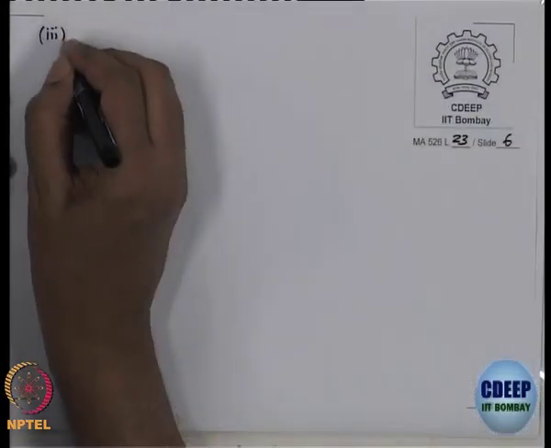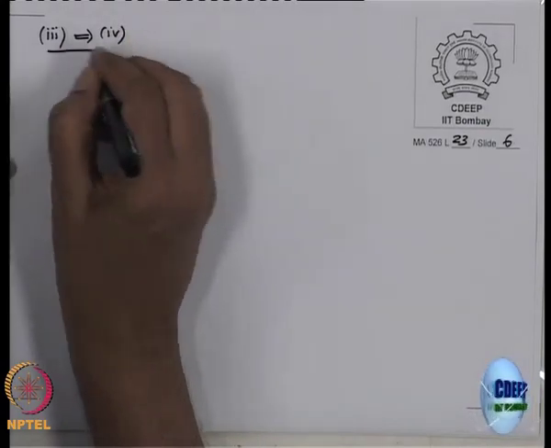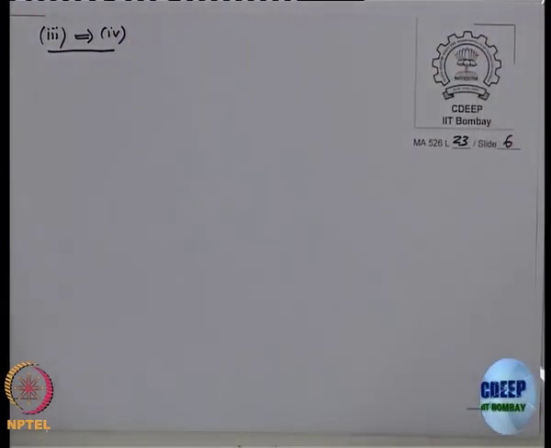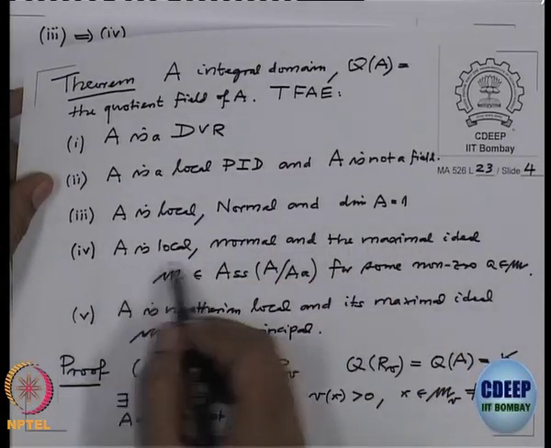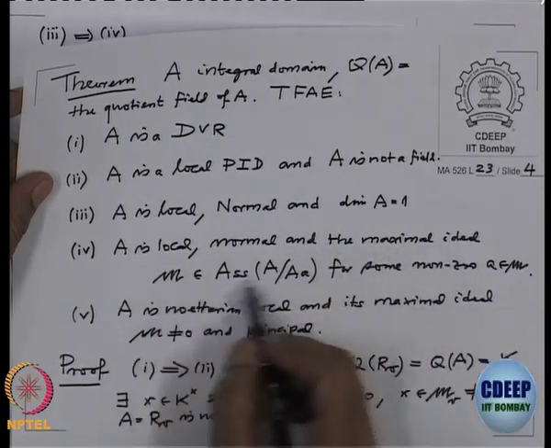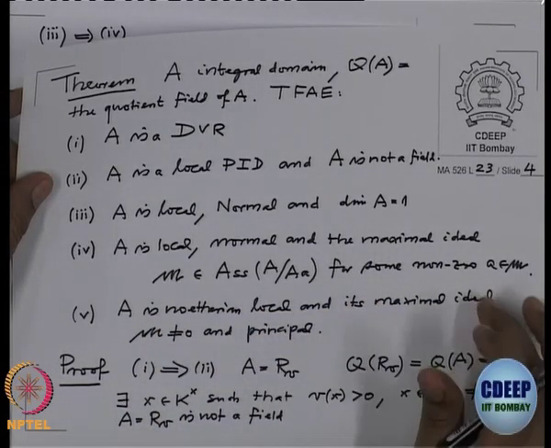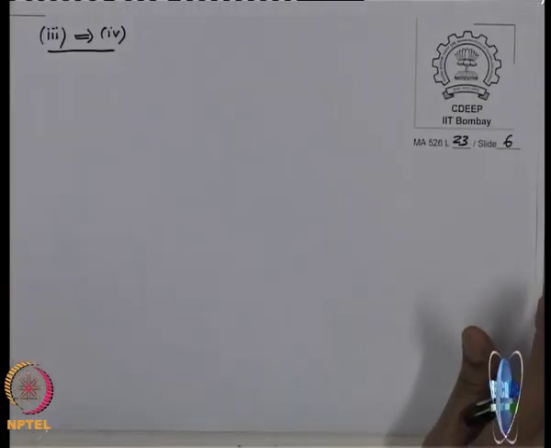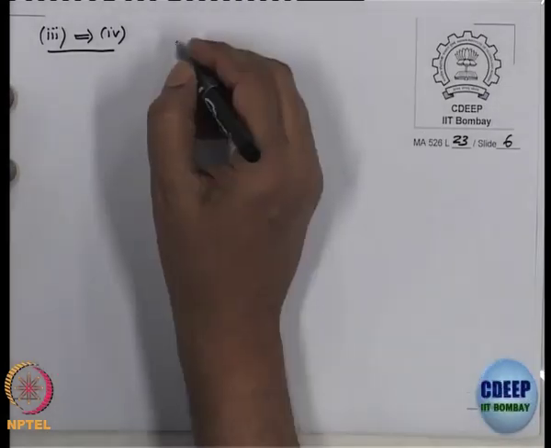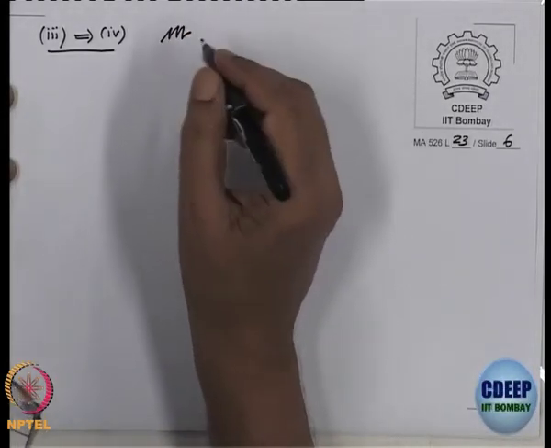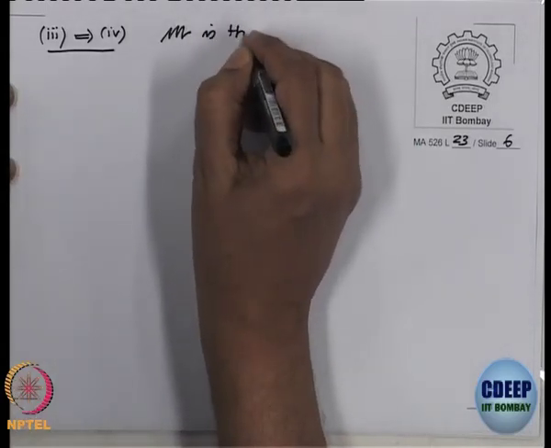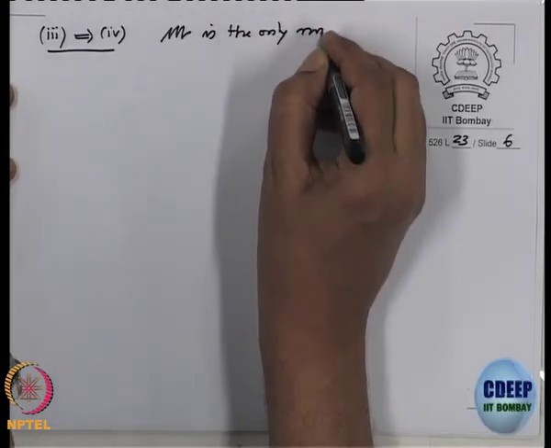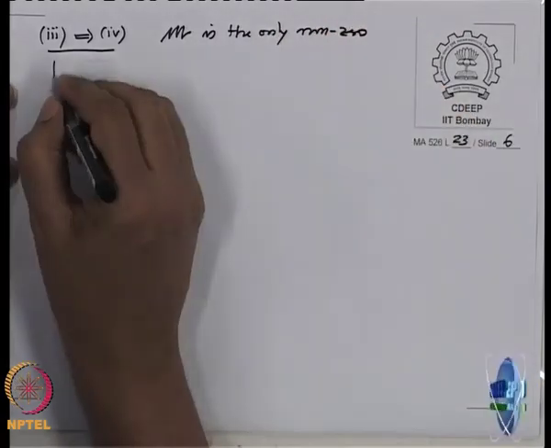Now, 3 implies 4. So, 3 is a local normal dimension 1. So, 4 is normal, local, and the maximal ideal is associated to some non-zero element. So, take the unique maximal ideal M, and note that this is the only non-zero prime ideal in A.